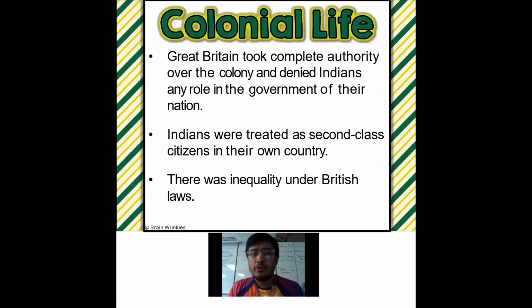Okay, colonial life. Great Britain took complete authority over the colony and denied Indians any role in the government of their nation. Indians were treated as second-class citizens in their own country. There was inequality under British laws. So the British came in, started making their own colony here in India, and they started treating Indians, the people native to India, as second-class citizens, or as citizens that were below British citizens.